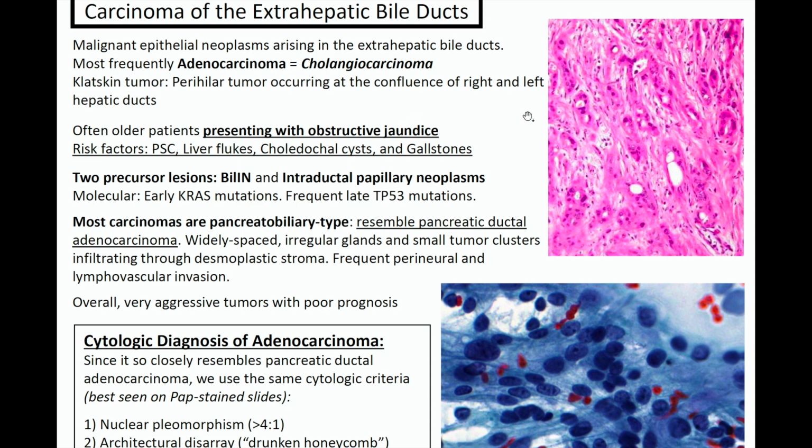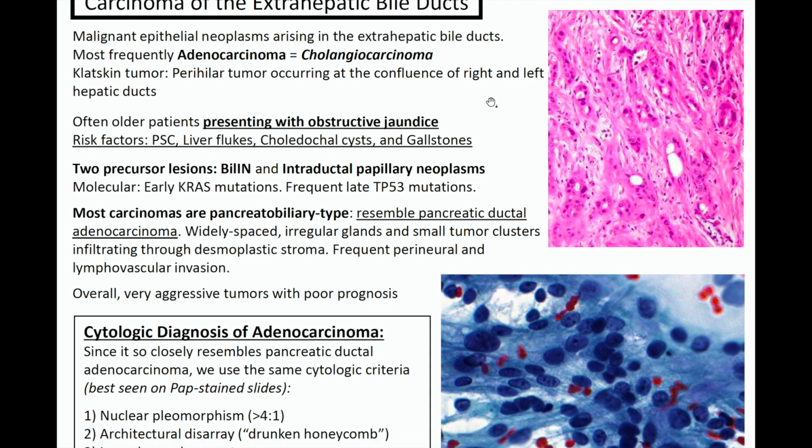Next up, we've got carcinoma of the extrahepatic bile ducts. So this is a malignant epithelial neoplasm arising in the extrahepatic bile ducts. Most frequently, adenocarcinoma, which we all know as cholangiocarcinoma. Klatskin tumor is a perihilar tumor occurring at the confluence of the right and left hepatic ducts. Cholangiocarcinomas, or carcinoma of the extrahepatic bile ducts, often occur in older patients, and they present with obstructive jaundice due to the location of the tumor.